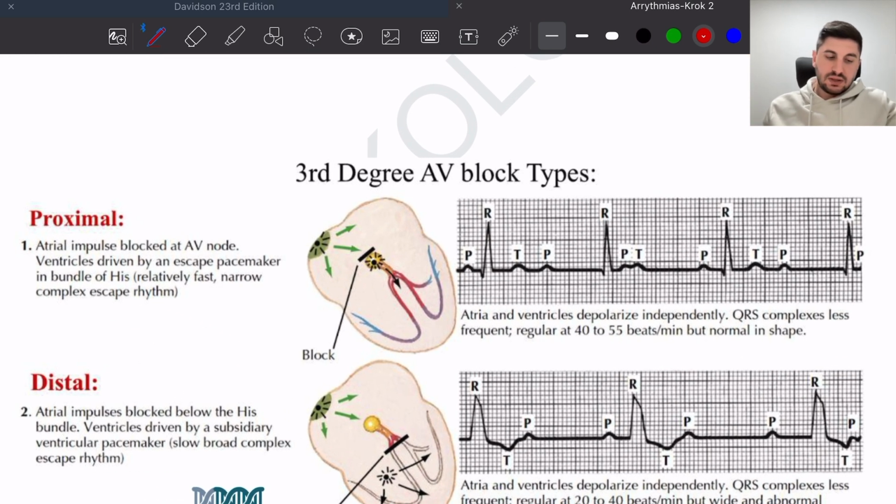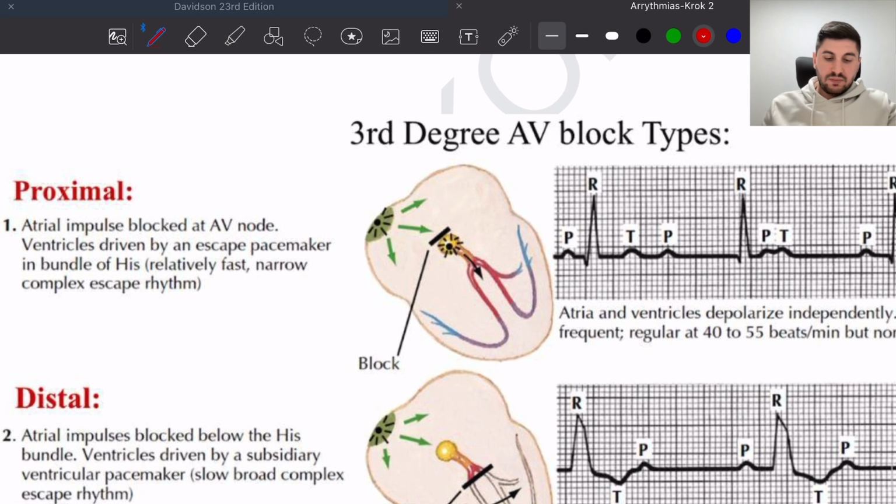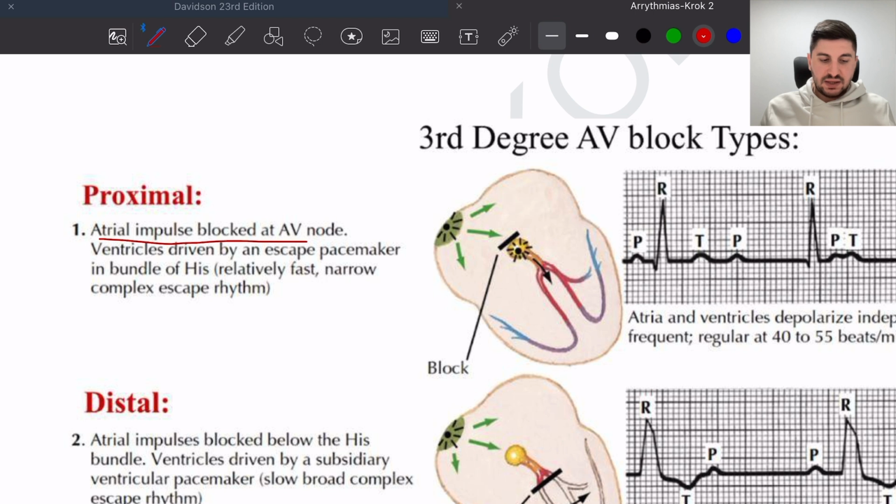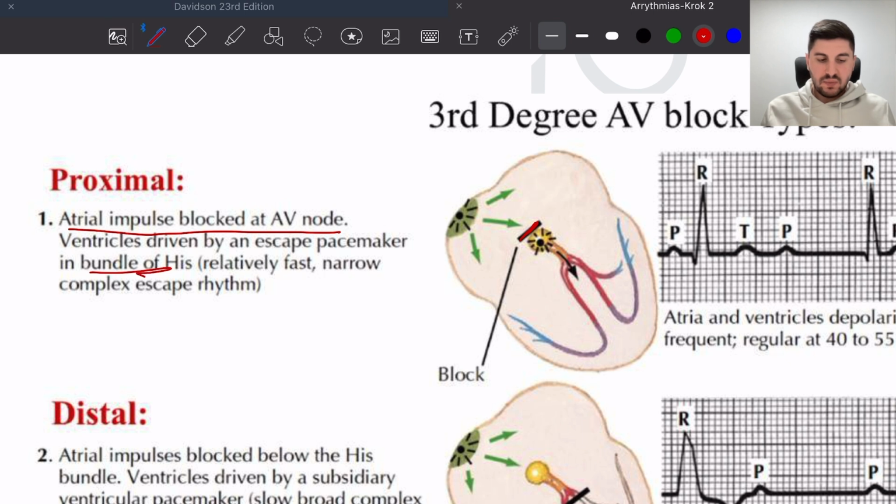And we have another concept, the last concept about third degree heart block, that has two types, proximal or distal. Depending on where we have the block, it can be directly at the AV node, or a little down. If the atrial impulse is blocked at the AV node, here at this black line, then the ventricles will depolarize thanks to the bundle of His, which is part of the conduction system. They will take the lead and they will depolarize, okay?